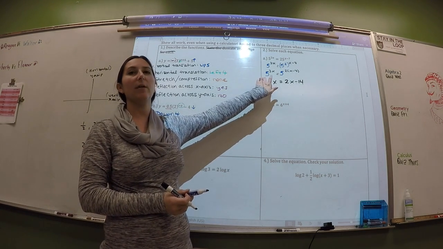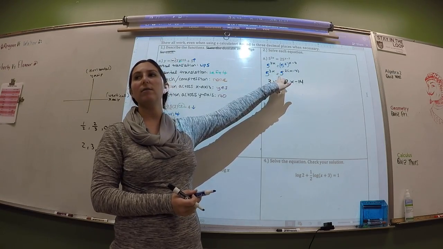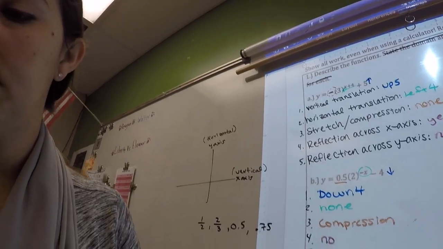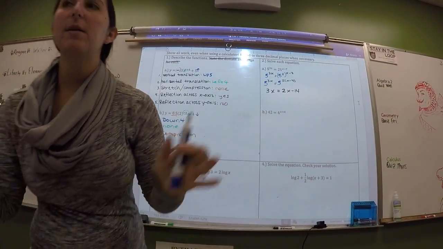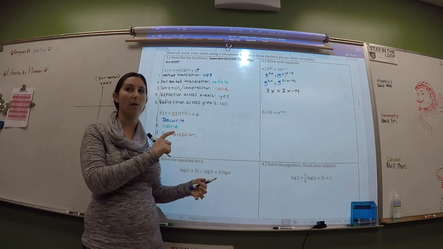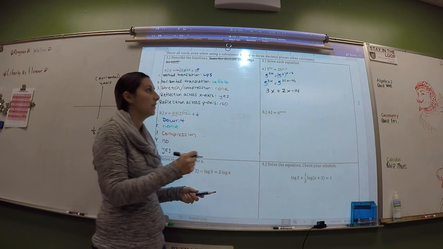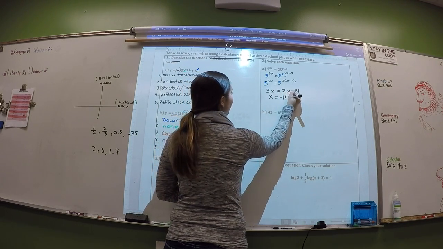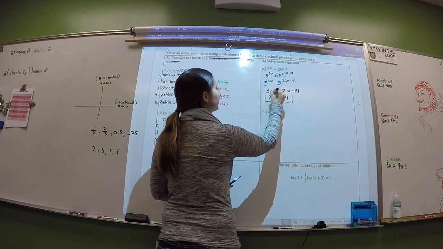If this is a different number than this, you can't do that. So that's why we couldn't just do that at the beginning, because they were different bases. You only do it when they're the same base. So we can do it now because they're both 5s. Just subtract 2, and that's it. X is negative 14. The end.